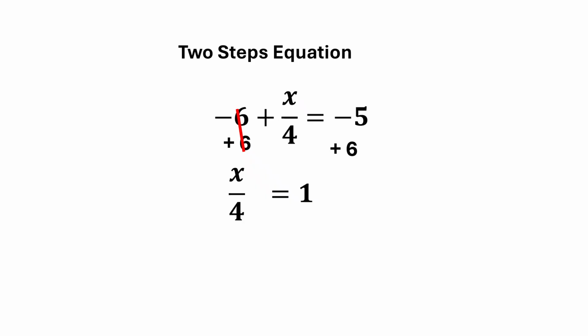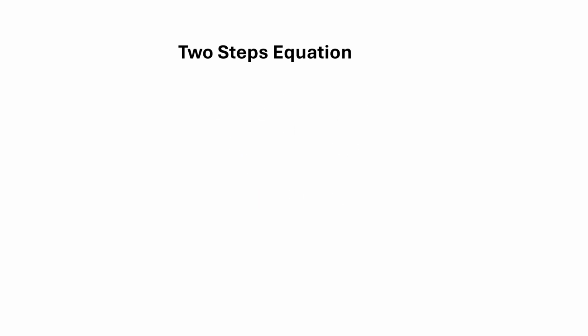How do we get rid of the 4? It's divided by 4, so we get rid of it by doing the opposite of divide, which is times 4. 4 and 4 cancel. Now we finally got only x equals 1 times 4 is 4. Can you try this first? Pause and try it.